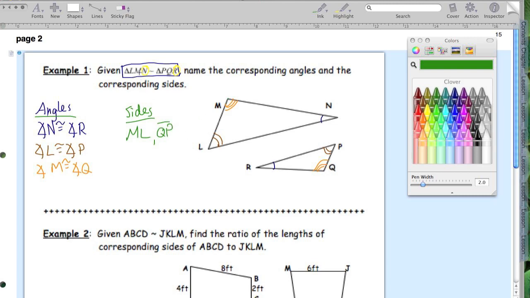Then we could say MN, which is this line right here, and it's the last two letters, so QR are the last two letters, and that's what that's going to correspond to. So MN, QR. And then lastly we have LN, and those are the first and last letters, and that's going to correspond to PR. LN is this long one, PR is the long one, so we can see that we did it correctly and everything matches up. So that's how you list all the corresponding angles and sides.